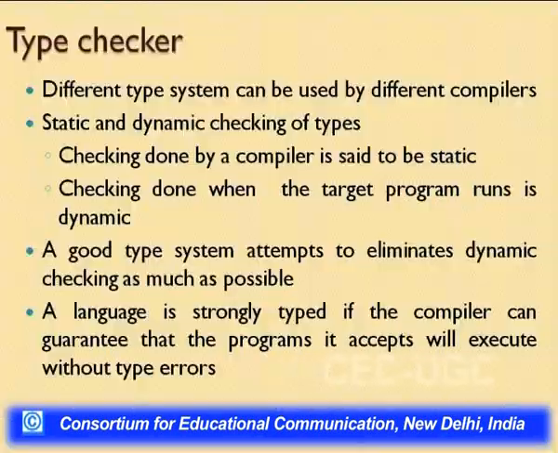A language is strongly typed if the compiler can guarantee that the program it accepts will execute without any type errors. There won't be any type errors at all, whether you're running the program in any situation. It will have the minimum or absolutely no type error. So we are having multi-dimensional statements pointing towards a language being strongly typed and pointing towards a language being weakly typed.